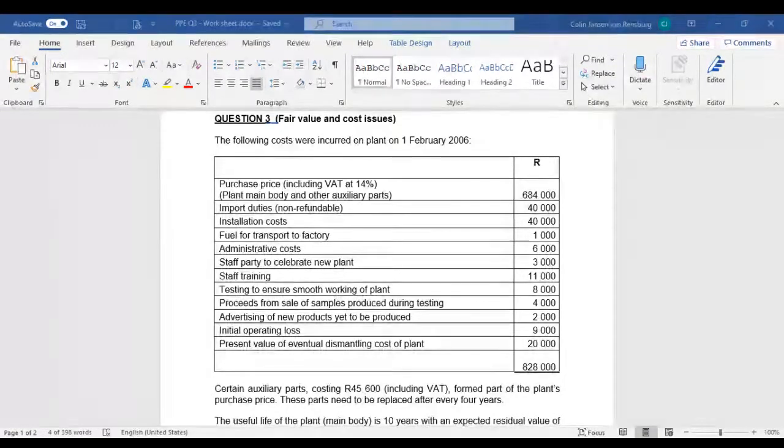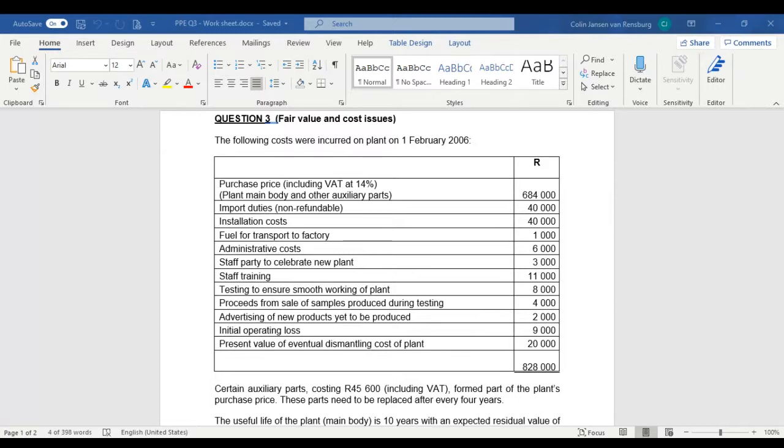Just the gross purchase price then. Multiplied by what? Let's start with one thing. That 684,000, I know that you learned this in financial accounting one. There we go, Nkobile, you are very quick. You are 100% correct, but just remember the VAT rate in this case is 14%, not 15%. If it had been 15%, then exactly correct.